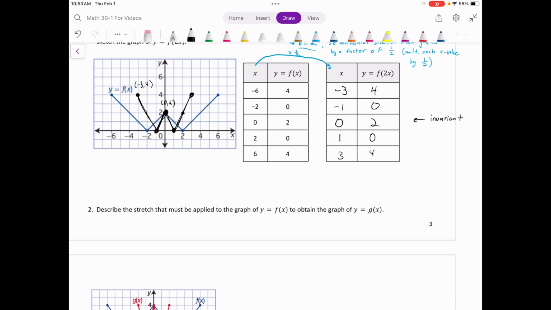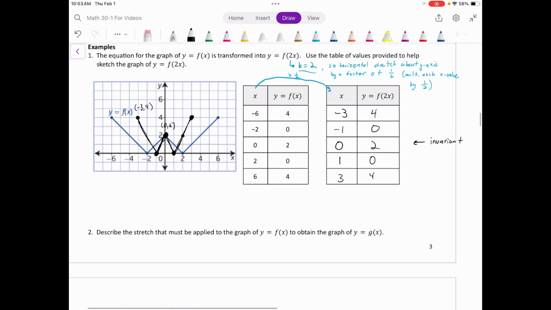But there we go. That would be, if the blue one is y equals f of x, then the black one we just drew is f of 2x. That's what happens if we replace our inputs, our x's, with 2x's, right? A horizontal stretch by a factor of 1/2. And you can kind of tell that this looks right. That's a nice way we can check our work.